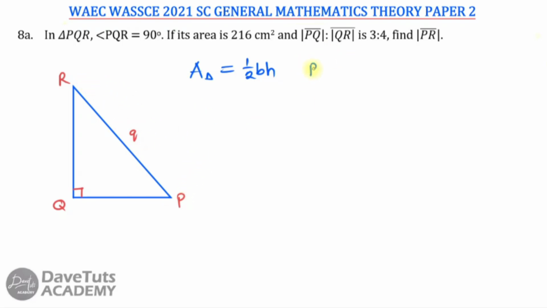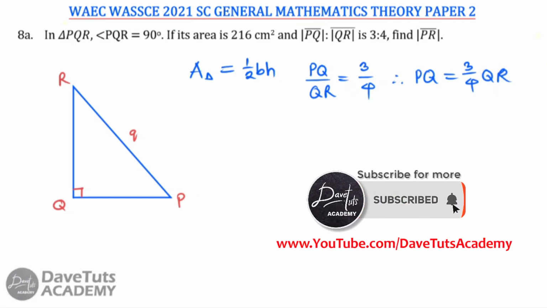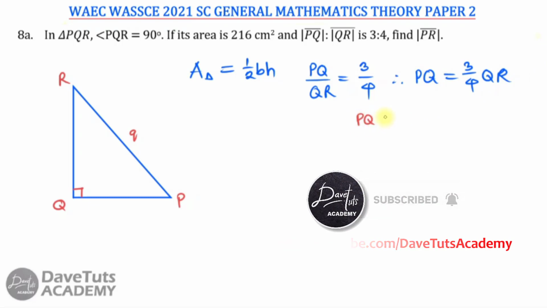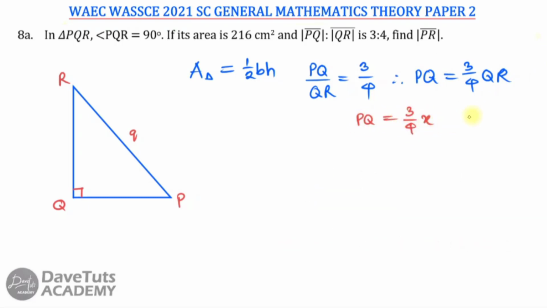From the question, we are given PQ over QR to be in the ratio 3/4, such that if I want to just make it flat, PQ is going to be 3/4 QR. Since it is 3/4 QR, let me just call QR x. If QR is x, I can say PQ will be 3/4 x. Let QR be x, then PQ will be 3/4 x. So here, if QR is x, then QP or PQ will be 3/4 x.